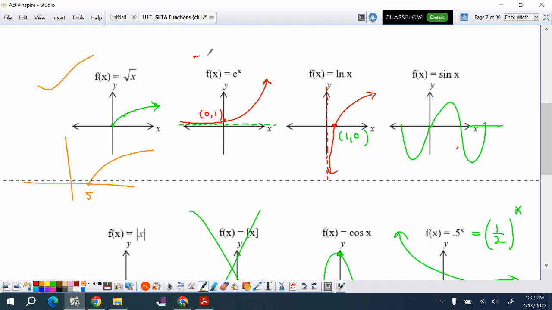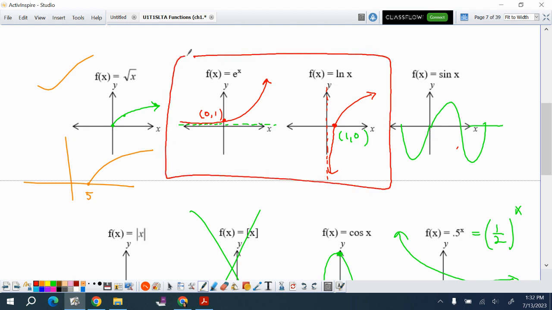Okay, so then come these two functions. E to the x has a horizontal asymptote where the function levels off at y equals 0 on the negative extremities. While ln x is the inverse of the exponential function, and we know that the log of 0 is never defined. That's why we have a vertical asymptote at x equals 0. They are inverses of each other. Horizontal asymptote becomes vertical asymptote.